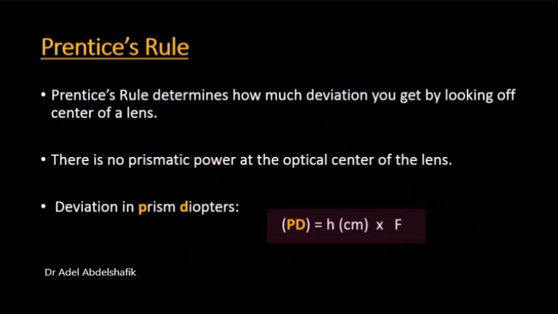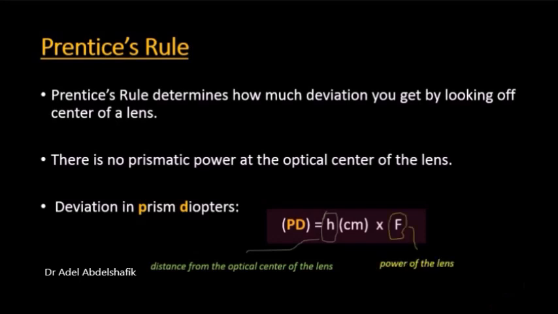So I end this talk by the Prentiss Rule. Prentiss Rule determines how much deviation you get by looking off center of the lens. As we said, there is no prismatic power at the optical center of the lens. The deviation in prism diopters depends on the distance of decentration from this pupil to the optical center and depends on the power of the lens.